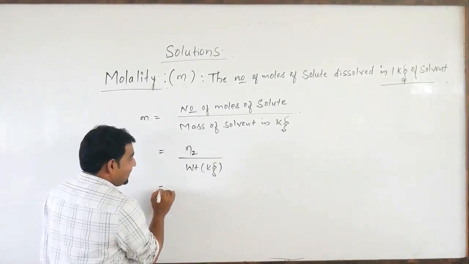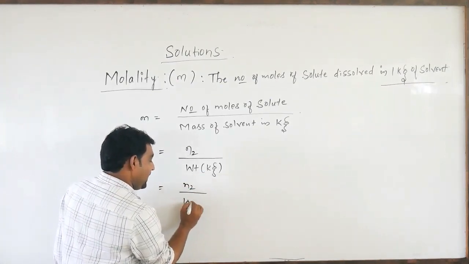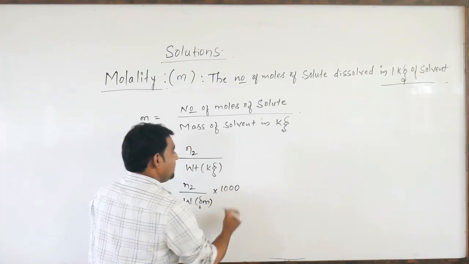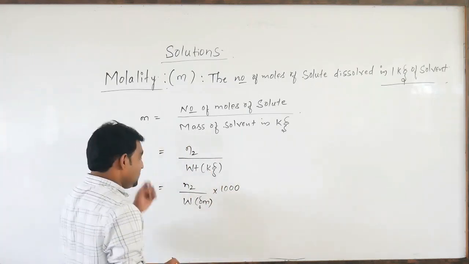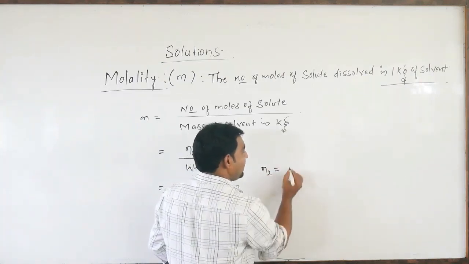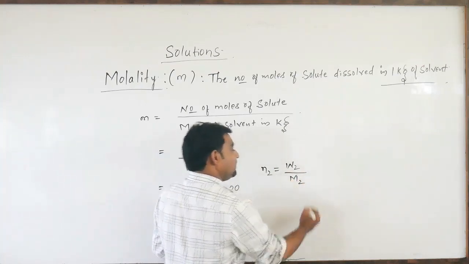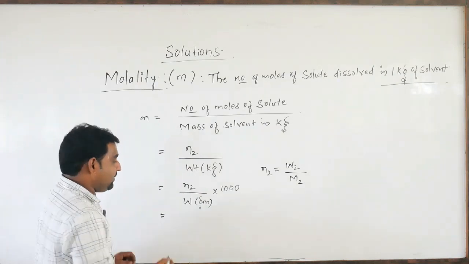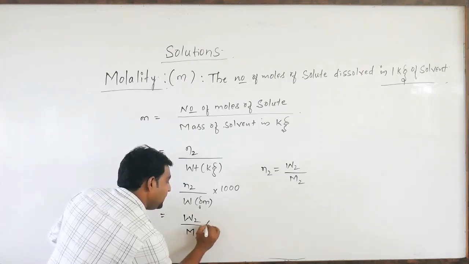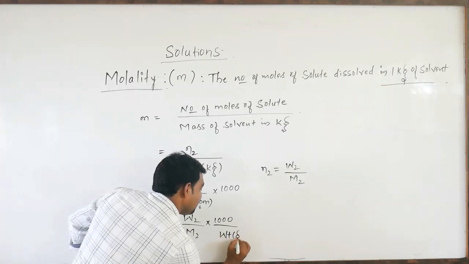If you want to express the weight in grams, that is N2 divided by weight in grams, you have to multiply by 1000. If it is in grams, 1 kg equals 1000 grams. N2 means the number of moles of a solute. How to define this one? Weight of a solute, W2, divided by molar mass of a solute. N2 is equal to W2 divided by M2. So now this is W2 divided by M2 into 1000 divided by weight in grams.